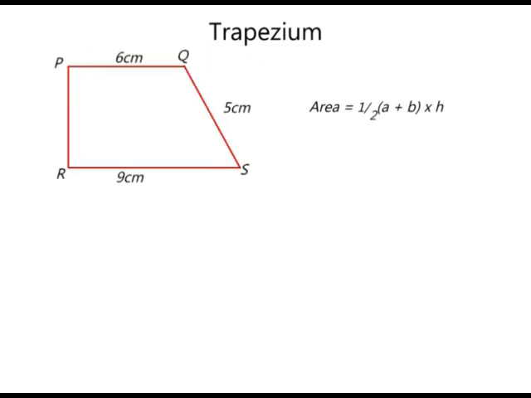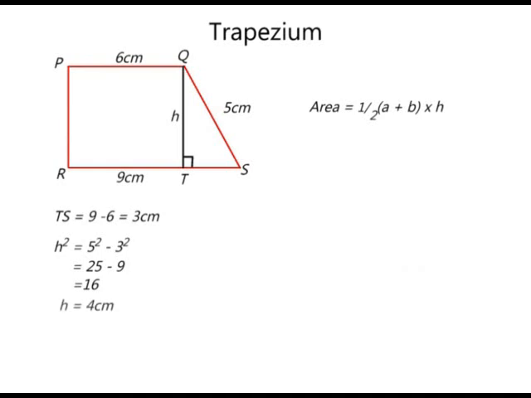Suppose we have this kind of a trapezium. We do not know the perpendicular height, but we can find it. If you drop a perpendicular here, the distance TS is equal to 9 minus 6, that is 3 centimeters. The perpendicular height has completed a right-angled triangle. Using Pythagoras' theorem, h squared is equal to 5 squared minus 3 squared. H squared is equal to 16 and h is equal to 4 centimeters.